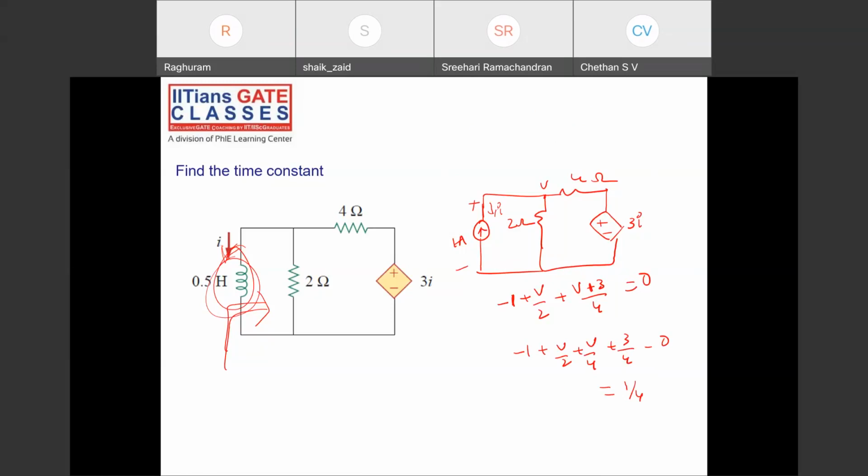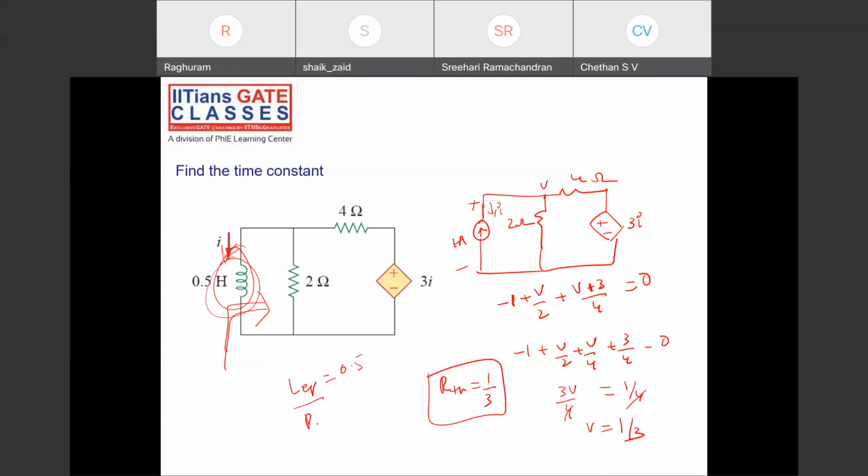This is V by 2 plus 3V by 4, which is 3V by 4. V is 1 by 3. V is 1 by 3, I is 1. So R Thevenin is 1 by 3. V by I is 1 by 3, R Thevenin, or R equivalent. L equivalent is again given as 0.5.